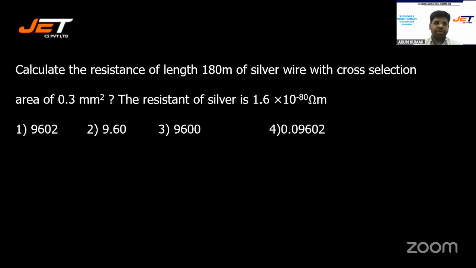All right. What do we do here? Calculate the resistance of length 180 meter of silver wire with cross-section area of 0.3 mm square. The resistivity of silver is 1.6 into 10 power minus 8 ohm meter. Think about it, students.